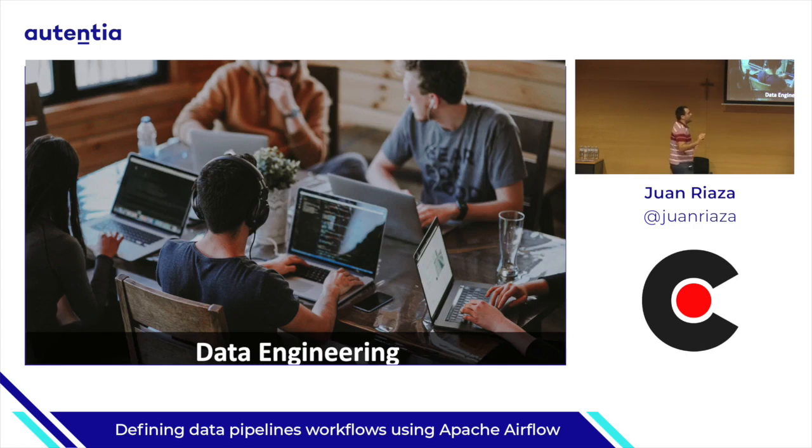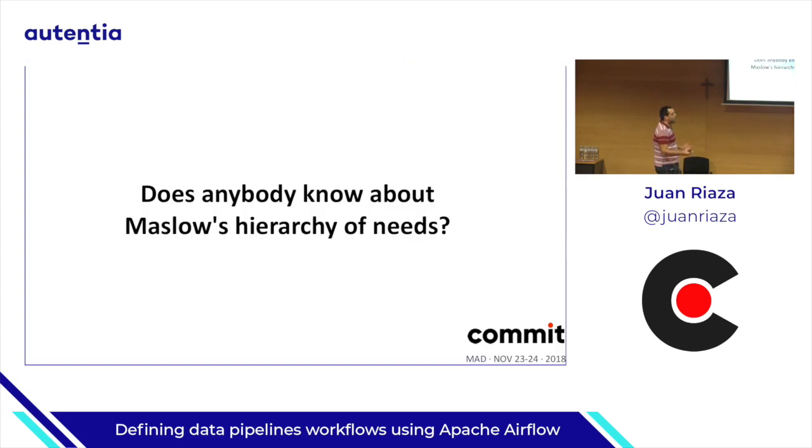This was pretty much Apache Airflow because I want to talk a bit about data engineering and why I think Apache Airflow empowers data engineers. And I think it's enabling lots of the best practices for data engineers. So does anybody know about Maslow's hierarchy of needs? I guess so.